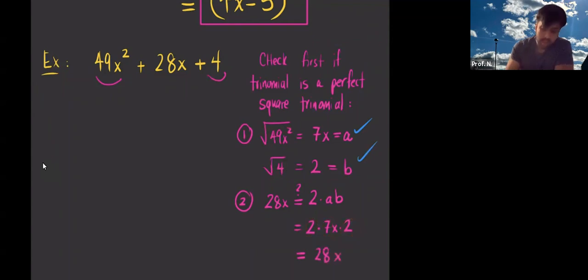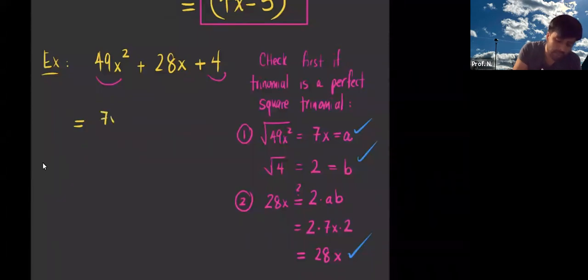And I do indeed have a middle term which is double the product of the square roots of the first and third, or first and last, terms. So again, now this becomes a two-step process, if even need be. Eventually, it might just be a one-step process. But 49x squared, I can write this as (7x) squared. The 28 can be written as 2 times 7x times 2, and this 4 becomes 2 squared.